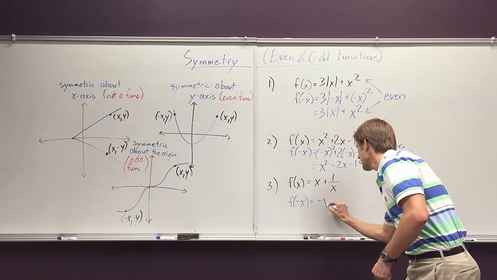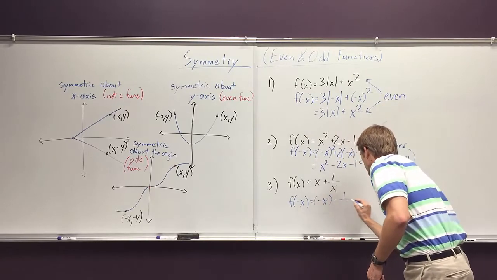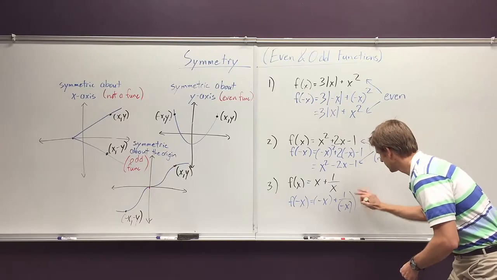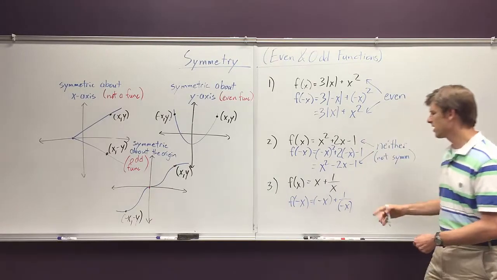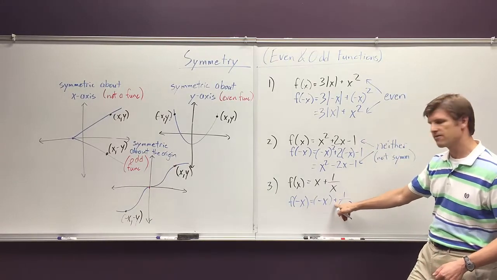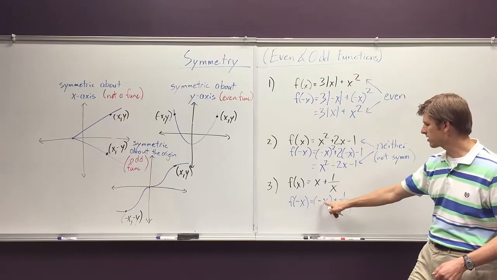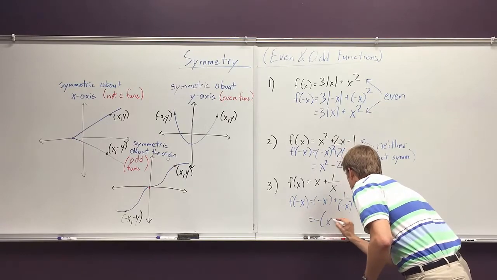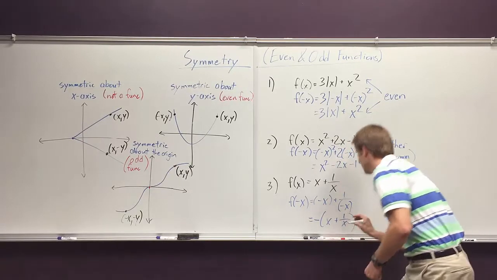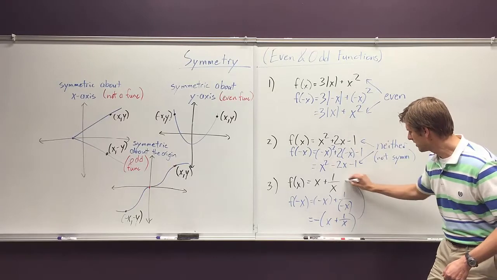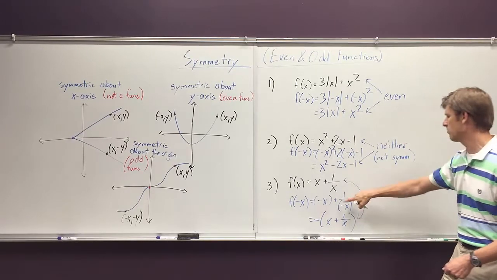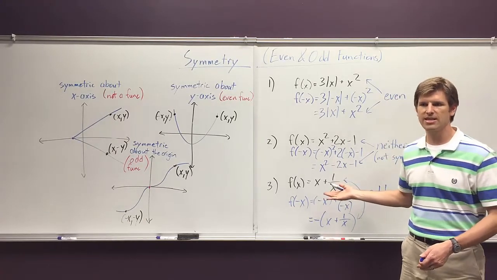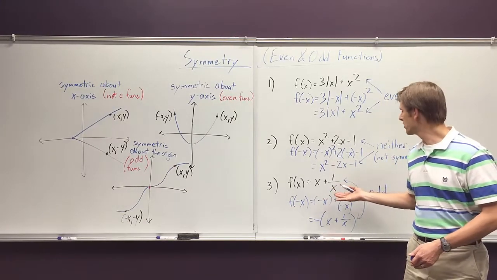Last but not least, f of negative x. So that's negative x minus 1 over, plus 1 over negative x. Now, I could factor this negative out, and in fact, I could factor a negative out from both terms. So can you see this is really negative, the quantity x plus 1 over x. In other words, this is exactly negative the output of this. So this is odd.